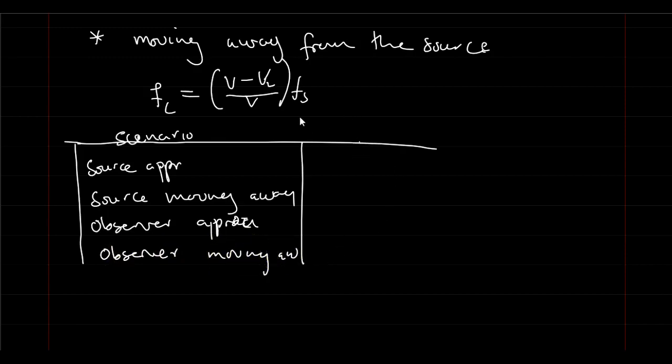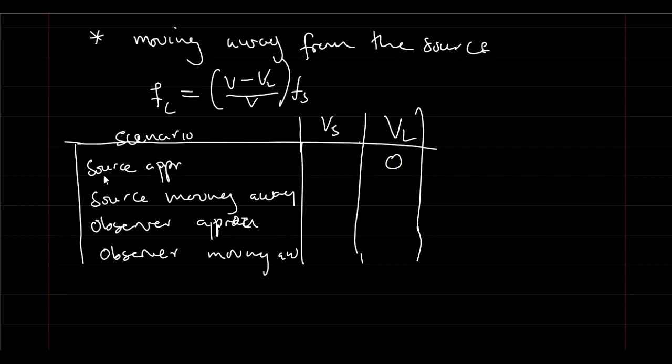So now I have Vs and I have VL. Okay, so now when the source is approaching, it means the source is moving. When the source is moving, the observer is stationary.